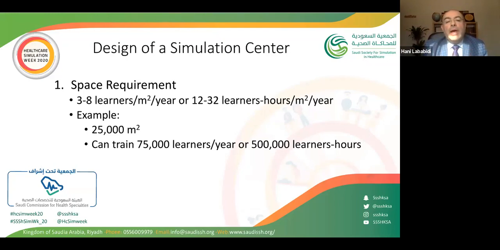So let's say if you have 25,000 meters square, then you can train at least 75 to 500 learner hours. And this is a very good number. So this is where you can look at this. Now, we're talking here about working 1 shift, so an 8-hour shift, but sure, you can increase this to even more than double if you extend working hours to double shift or more.